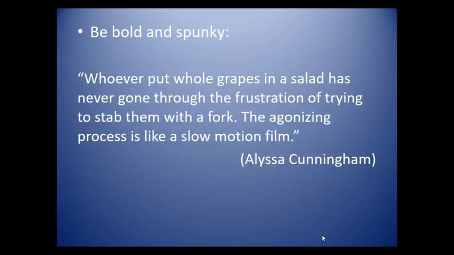So here's an example. Alyssa Cunningham, who graduated a couple years ago, wrote her writing number one about fruit salads. And so she writes, "Whoever put whole grapes in a salad has never gone through the frustration of trying to stab them with a fork. The agonizing process is like a slow motion film." Yeah, that's fun. It's bold.